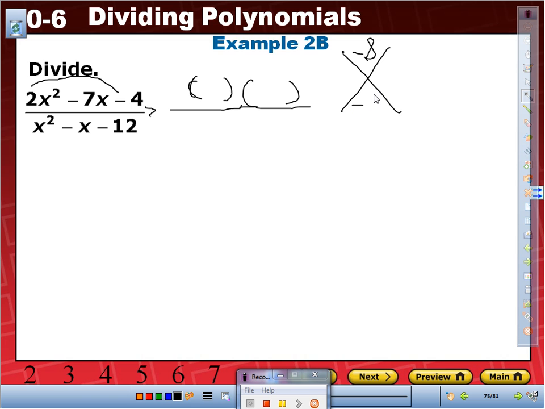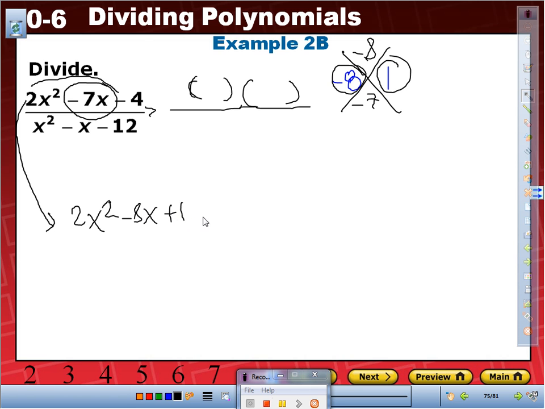And our middle term is negative 7. Factors of 8 that add up or subtract to 7. Negative 8 times 1. However, we need to rewrite this trinomial. So I start with my first term, which is 2x squared. And instead of going to my middle term, which is 7x, I'm going to write these. What is it? Minus 8x, and then plus 1x.